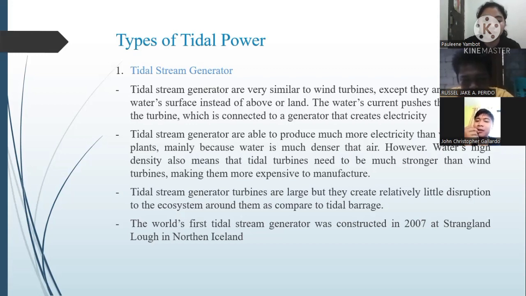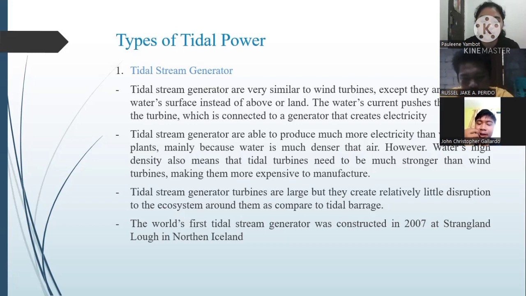Tidal stream generators are able to produce much more electricity than wind power plants, mainly because water is much denser than air. However, water's high density also means that tidal turbines need to be much stronger than wind turbines, making them more expensive to manufacture.